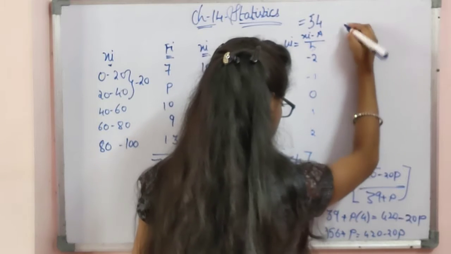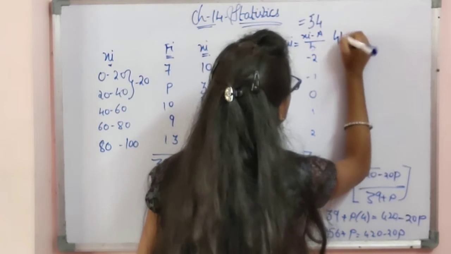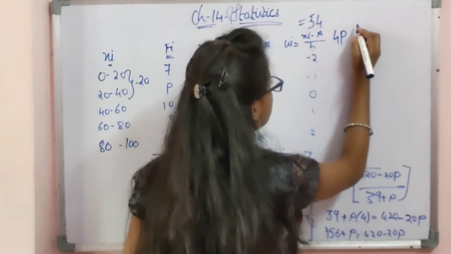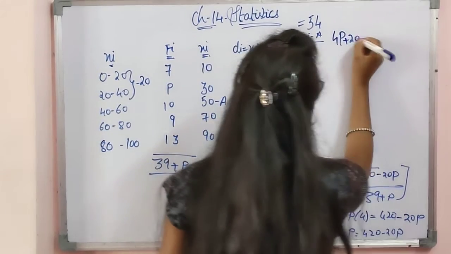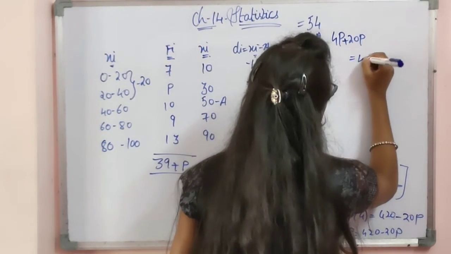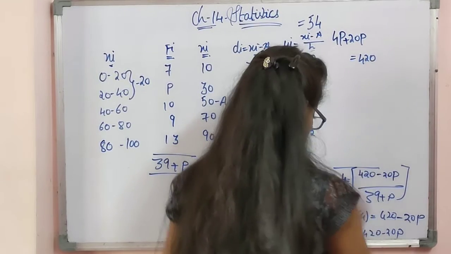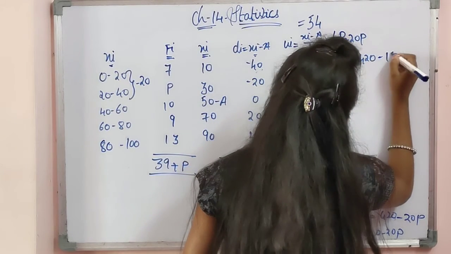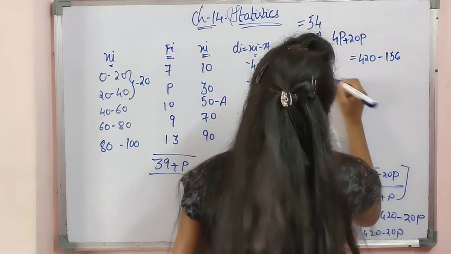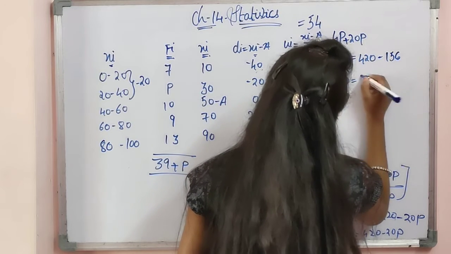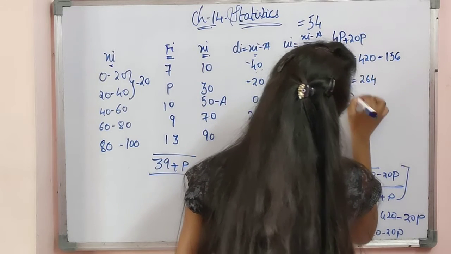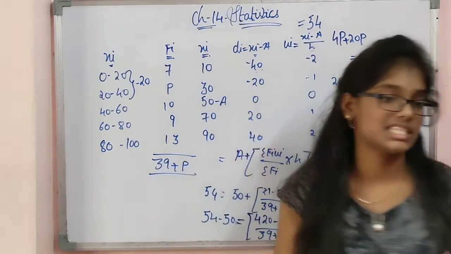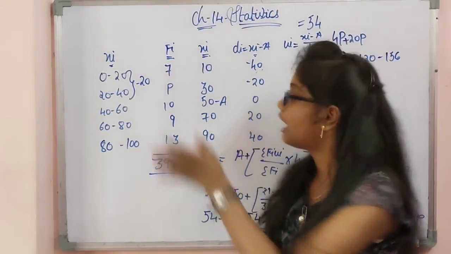Here you will get 4P. 4P, I am sending these values this side, plus 20P equals 420. We have already here 420. I am sending this value that side, it will become minus 156. You will get 24P equals 264. P equals 11. So in this way, step deviation method is done.